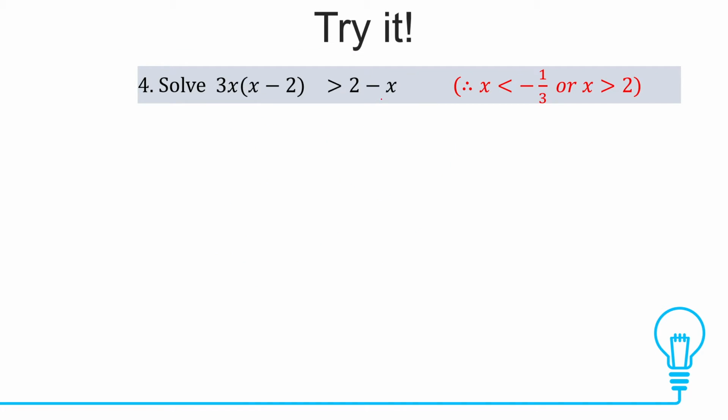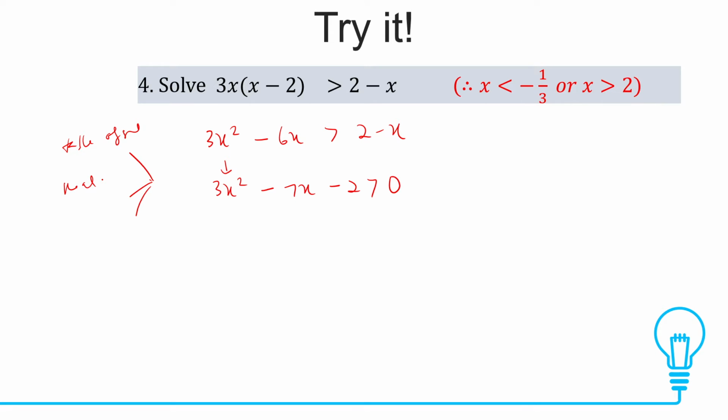Now we look at question number 3. In question number 3, the first thing is this one is in factor form. So we expand our factor, 3x squared minus 6x greater than 2 minus x. And then we shift everything together. Since the highest degree is x squared, this one is a quadratic question. Since this is a quadratic question, you have 3 different ways to try: table of sign, real number sign, and graphical method.